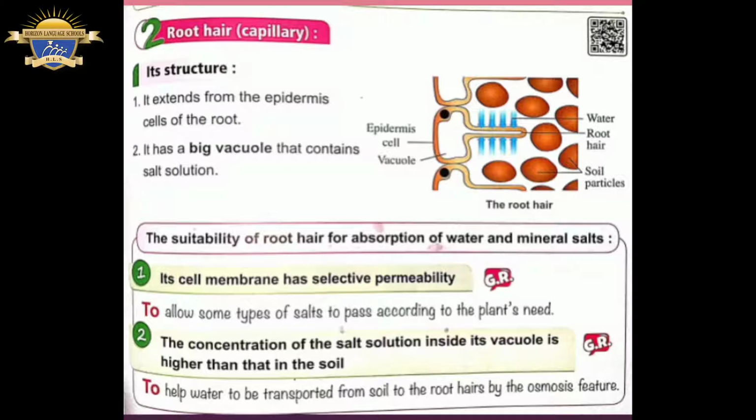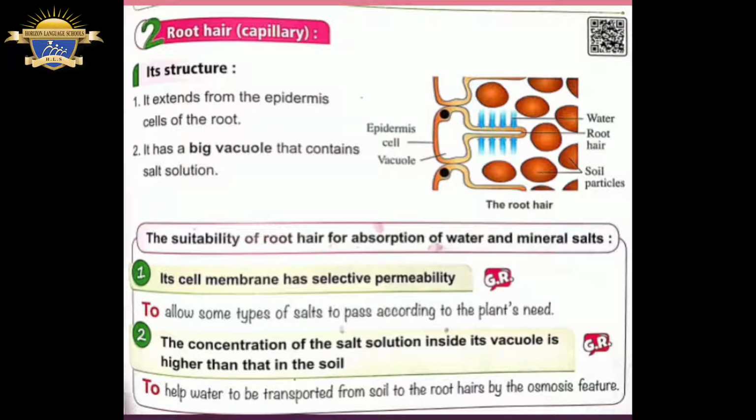Root hair or root capillary. It extends from the epidermis cells of the root and it has a big vacuole that contains a salt solution, as we see in the image. What makes root hair suitable for absorption of water and mineral salts? Number 1. Its cell membrane has selective permeability. Give reason: to allow some types of salts to pass according to the plant's need.